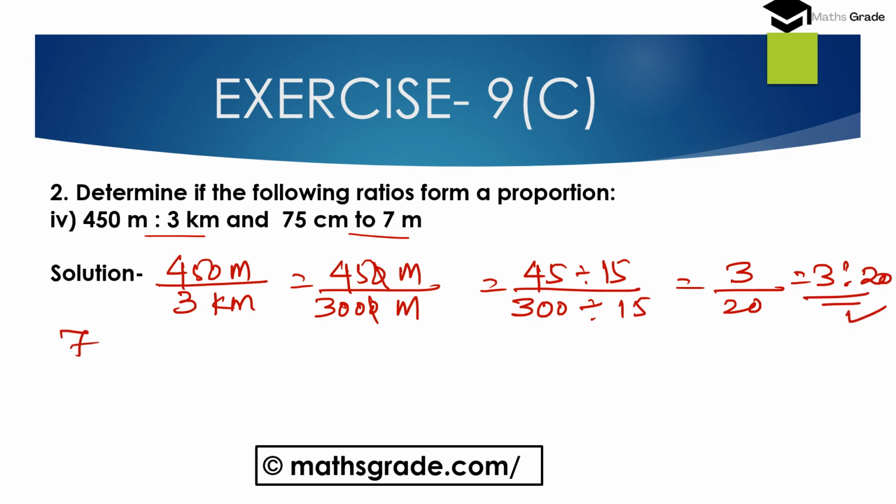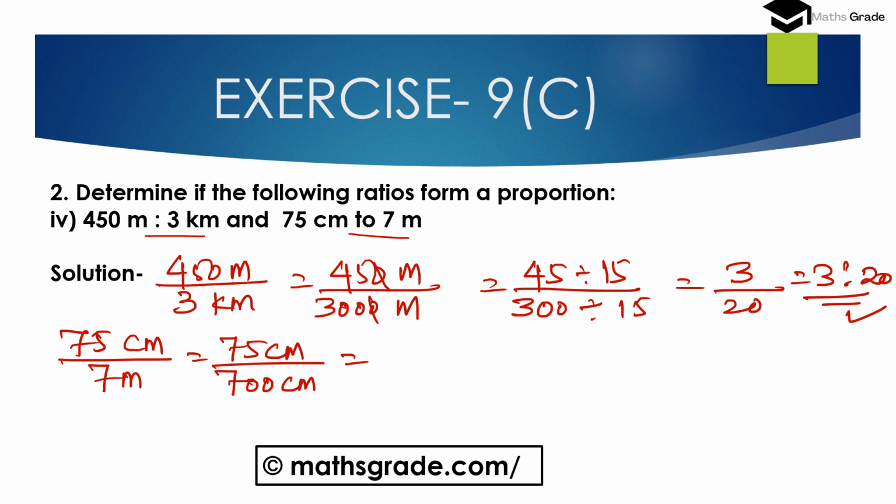Now 75 centimeter to 7 meter, that is 75 centimeter divided by 7 meter. Both the antecedent and the consequent are not of the equal unit. Here the antecedent is in centimeter unit and the consequent is in meter unit. So we have to convert this meter into centimeter, so that the antecedent and the consequent will be of the equal unit. We know 1 meter is 100 centimeter, so 7 meter will be 700 centimeter.